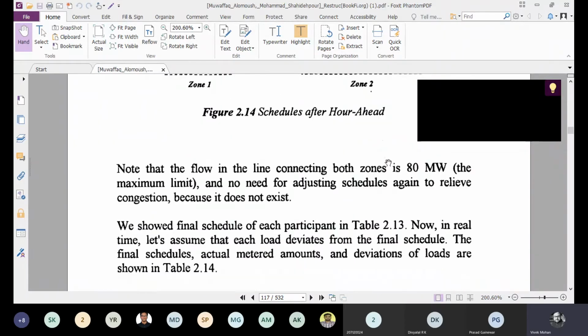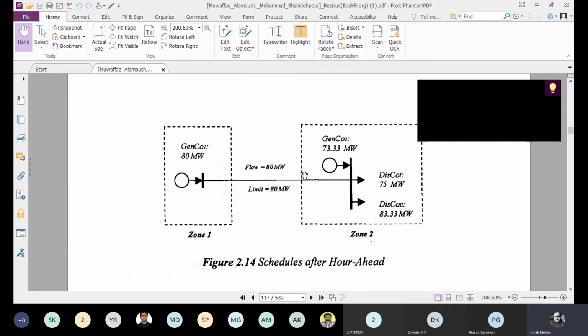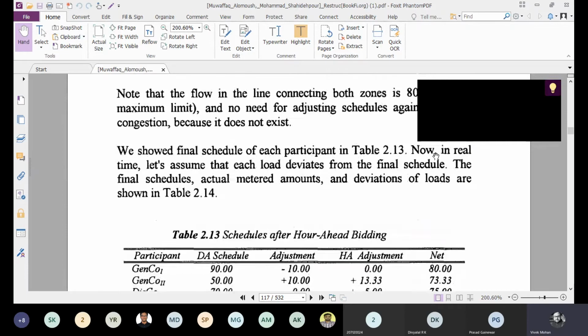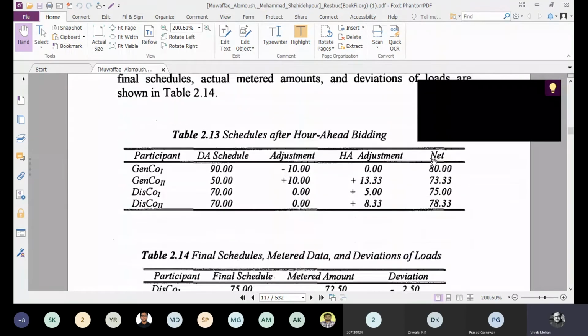Now note that the flow in the line connecting both zones is 80 megawatts and there is no need for adjusting schedules again to relieve congestion because it does not exist. There is no problem of congestion here. We showed the final schedule of each participant in Table 2.3 here.